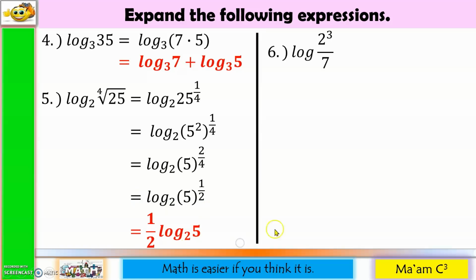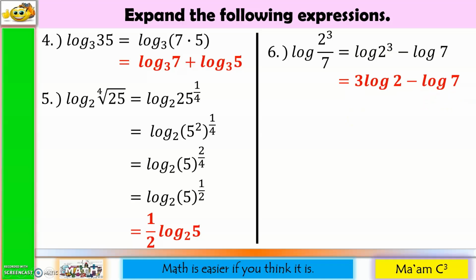Let's have one more. So we have the logarithm of 2 cubed over 7. So this is a quotient. So this will become the logarithm of 2 cubed minus the logarithm of 7. And then let's bring down 3 here in front. So it will become 3 log 2 minus log 7.